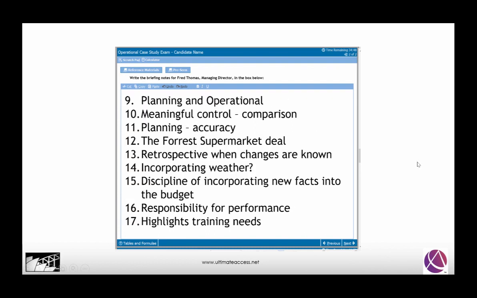Well, it provides meaningful control. We're comparing things that people can control with how they've actually controlled them. And then we've got the planning accuracy. So the planning department needs to be scrutinised. The Forest supermarket deal hadn't been built into our original budget, so how would planning variances build that in?